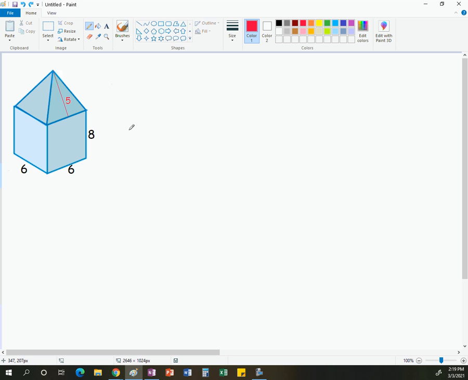So the area of the base, 6 times 6, big B is going to be 36. And then you got to find the perimeter, in which we just add up the sides of the base. 6 plus 6 plus 6 plus 6. If you do that, you're going to have the perimeter is 24. Now, for the height of the prism on the bottom, the height is 8.